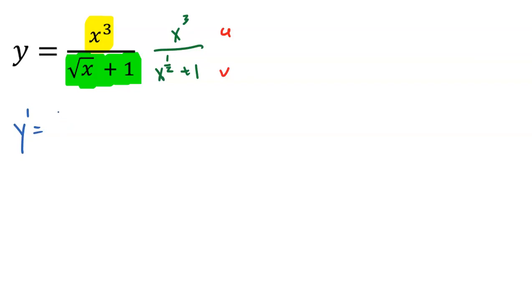All right, start off with the denominator. X to the 1/2 plus 1, completely left alone. Multiply by the derivative of u, which is 3x squared. Pretty simple derivative rule there. Minus, now I'm going to leave the numerator alone, x cubed, that's my u, totally the same. And I'm going to multiply by the derivative of the denominator.